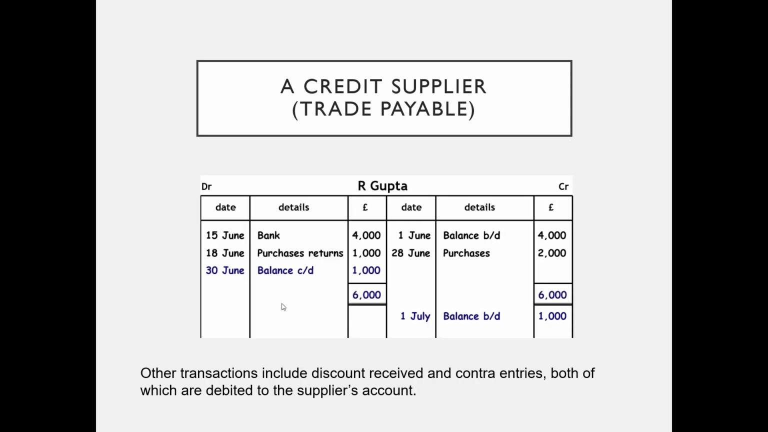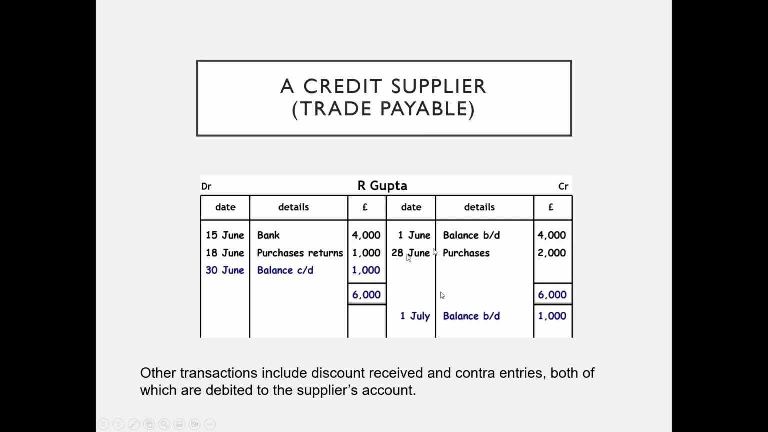Okay, if we do the same with the credit supplier, so remembering the CLIP mnemonic, credit suppliers, trade payables, the balance is always brought down on the credit side unless for some reason we've overpaid them. But the norm is to have a balance brought down on the credit side, and it's the P in CLIP. So remember, on the credit side, it's capital, liabilities, income, and trade payables.